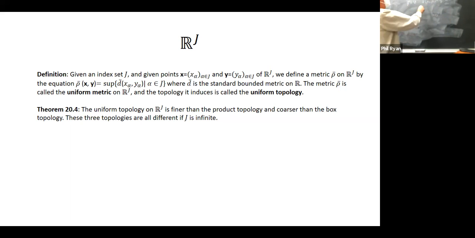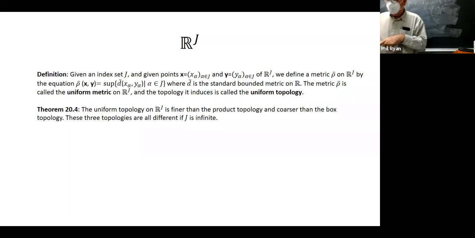So hence, since these are true for all alpha, if we take the sup of them, then rho of x alpha, y alpha is going to be less than or equal to epsilon on 2. So we've got to use an epsilon which is small. We've got to use a radius which is smaller than this. And the fact that they're different, that's a homework exercise. So why you can't go the other direction.